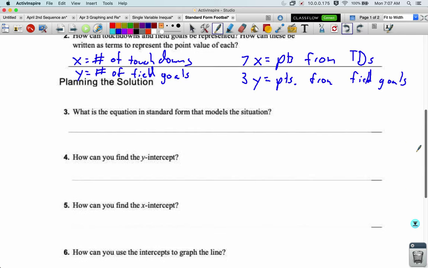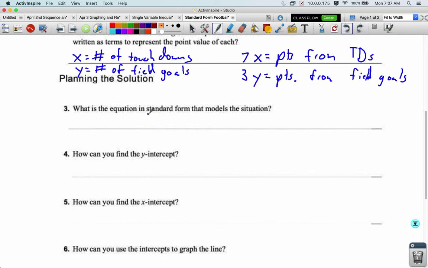All right, so write an equation in standard form. Let's write out what standard form is. Standard form is ax plus by equals c. That models the situation. We know we scored a total of 63 points, and those points came from TDs and field goals. So I'm going to add together the points from the TDs plus the points from the field goals, and the total should be 63.